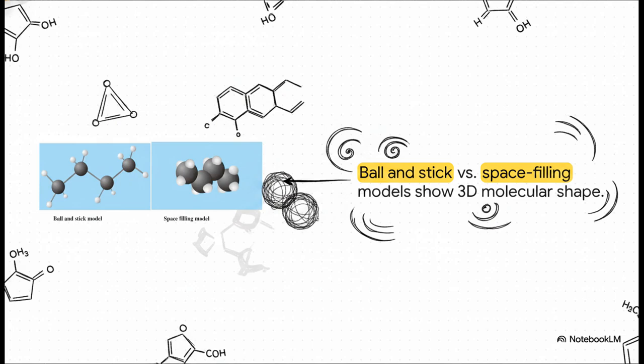And to really get a feel for what they look like, chemists use 3D models. The ball and stick model is awesome for seeing all the bonds and the angles between them, but the space filling model, that gives you a much better idea of the molecule's overall shape and size.